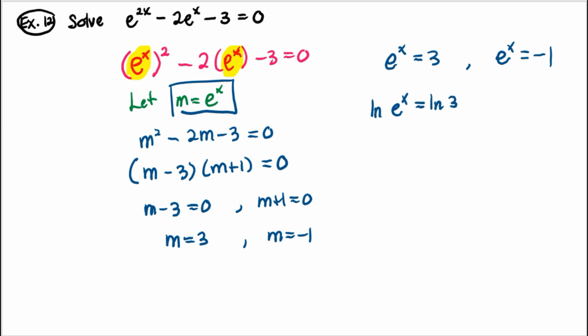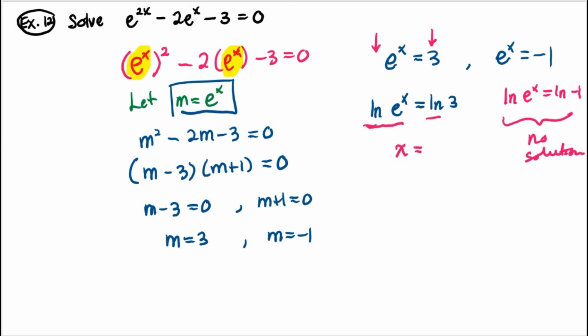Why? Because I put ln on both sides of the equation. So I have this ln. In this case, I also have ln e to the power of x equal to ln of negative 1. But ln of negative 1 is actually undefined, because when you press ln of a negative number on the calculator, it is not defined. It will be an error. So this one will have no solution, but this one will have. When you have ln e to the power of x, therefore you have x.